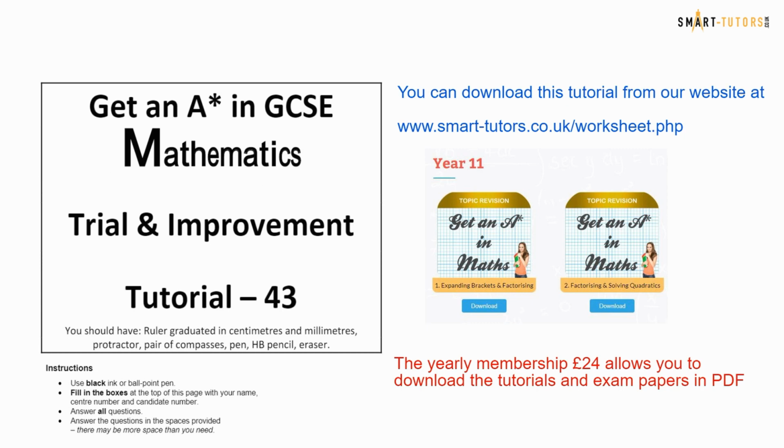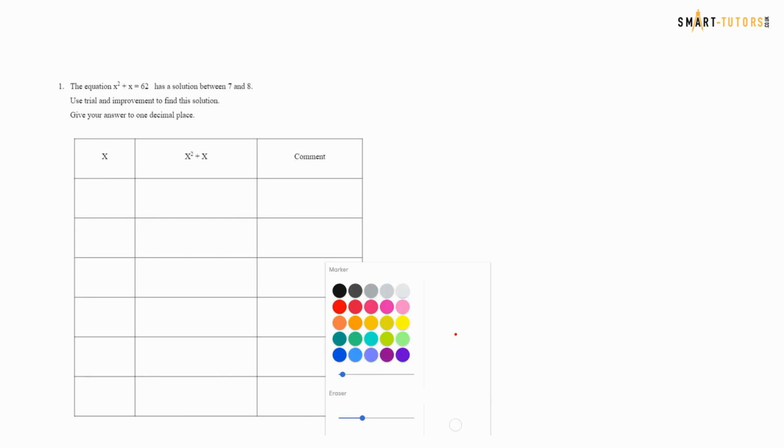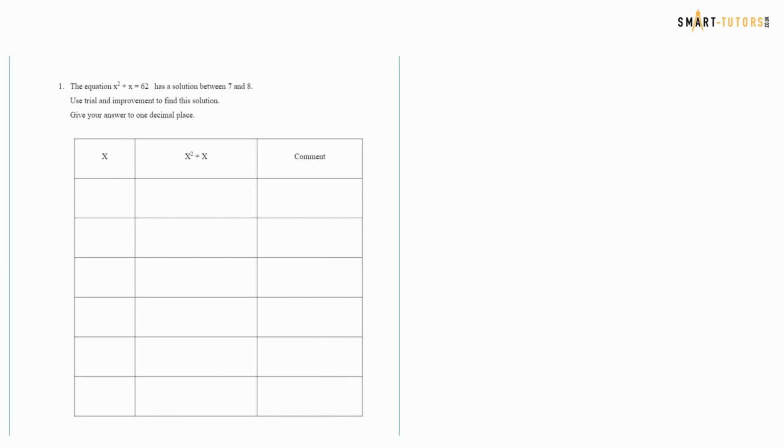Let's look at the exam style question. Question number 1. The equation x squared plus x equals 62 has a solution between 7 and 8. Use trial and improvement method to find the solution. Give your answer to 1 decimal place.